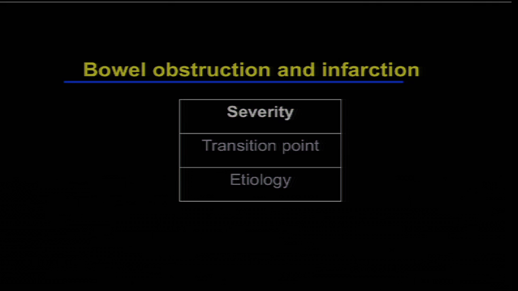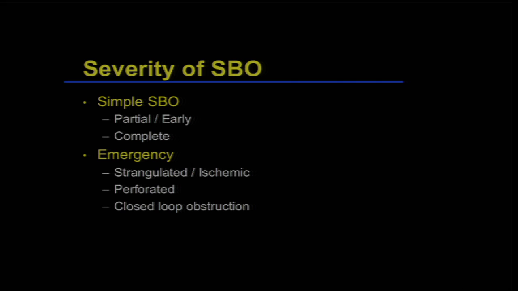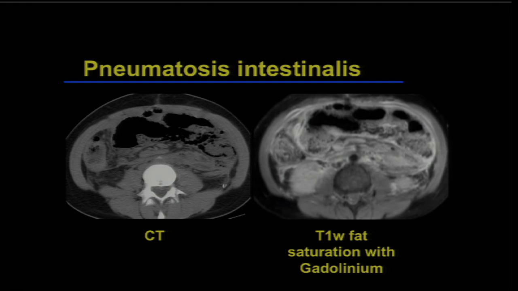What do we mean by the severity of bowel disease? Is it a simple bowel obstruction where there's no ischemia, or is there a strangulation and ischemia, perforation, or a closed loop of the bowel obstruction? I think there's lots of ways to look at this, and the most striking feature that we see at imaging, whether it's CT or MR or other imaging methods, is pneumatosis intestinalis. When I was a resident, I was taught that this was the most important finding to look for. But I disagree with that.